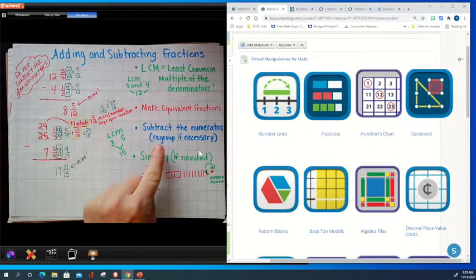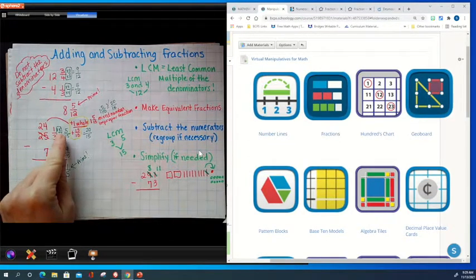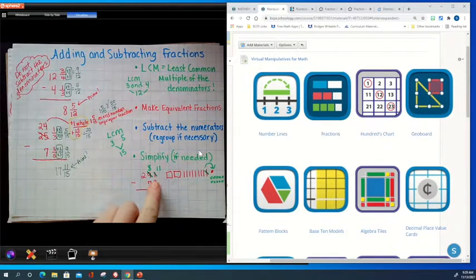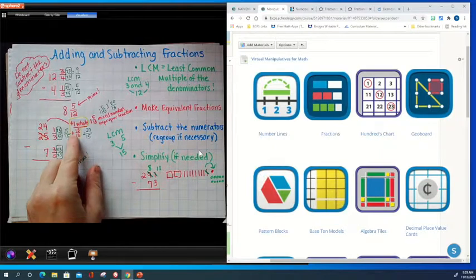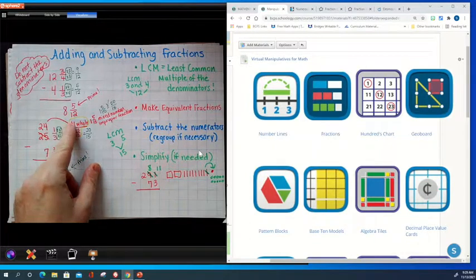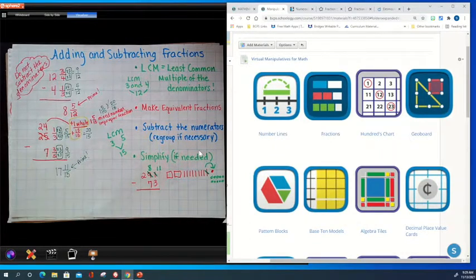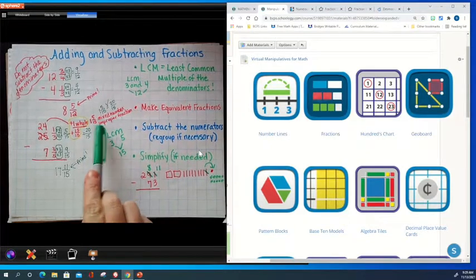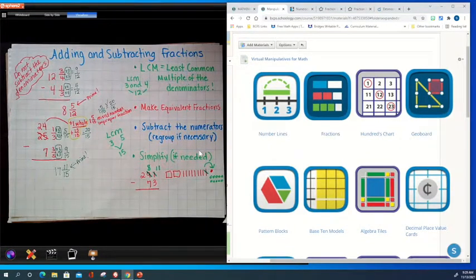So the regrouping is where it gets a little tricky because you're actually doing the same thing as when you subtract. You're going to the next place value, taking one of those place values. So we're taking a 10 and giving it to the ones. Well, here we're taking a whole number and we're giving it to the fraction. Same thing, but we just need it as an improper fraction, or a whole in the form of a fraction. Okay, so I hope that helps you with the subtraction.